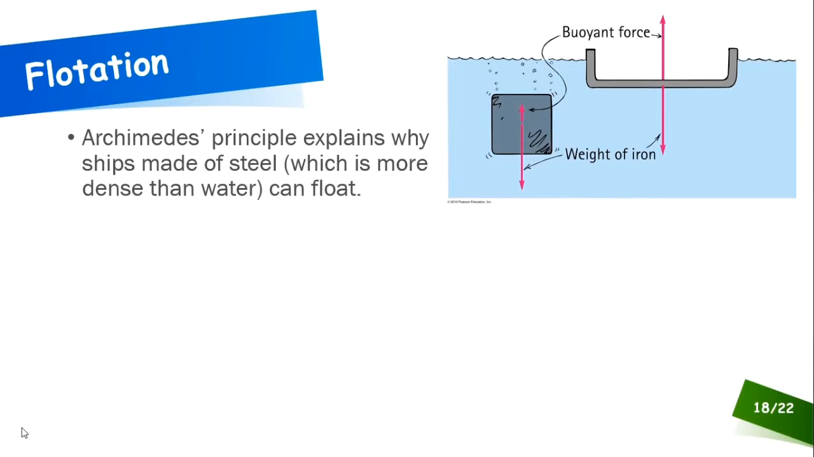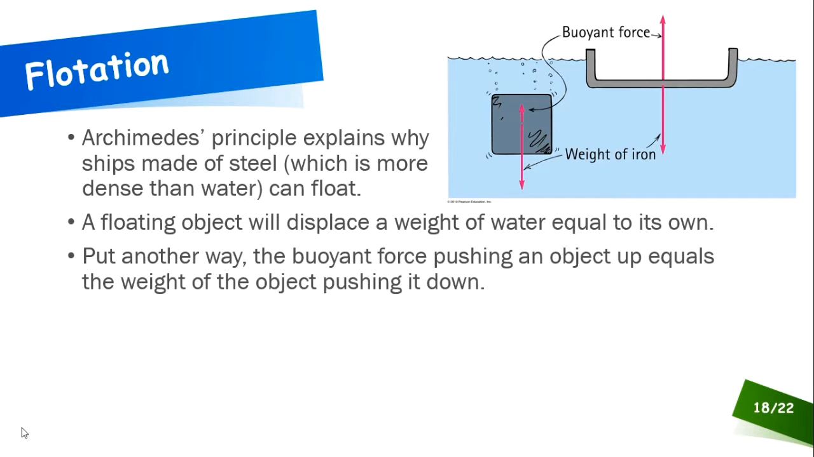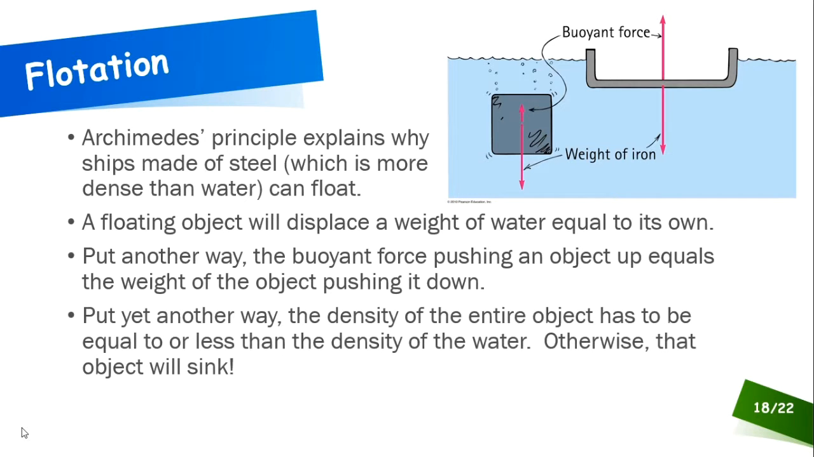But this is where floating objects come in. This explains why you can build these massive boats made of steel, which has a density much higher than that of water, and yet these steel ships will float. Remember that a floating object will displace a weight of water equal to its own. Or put another way, the buoyant force pushing an object up equals the weight of the object pushing it down. So it's in equilibrium and it doesn't go anywhere. Put yet another way, the density of the entire object has to be equal to or less than the density of the water. Otherwise, the object will sink.